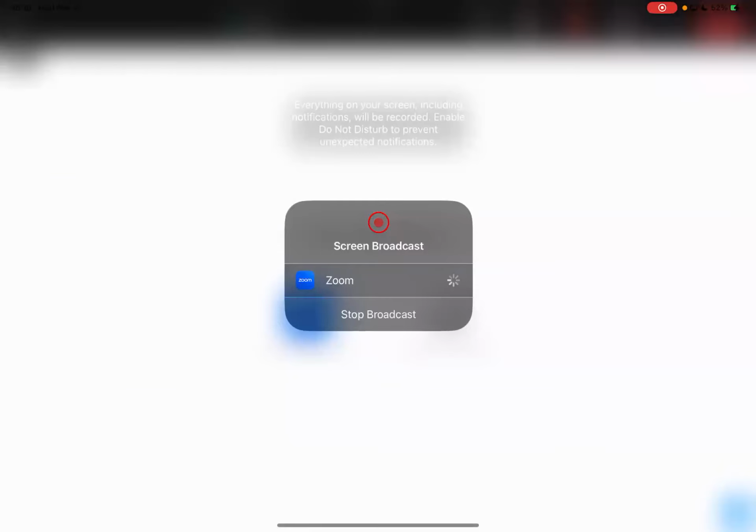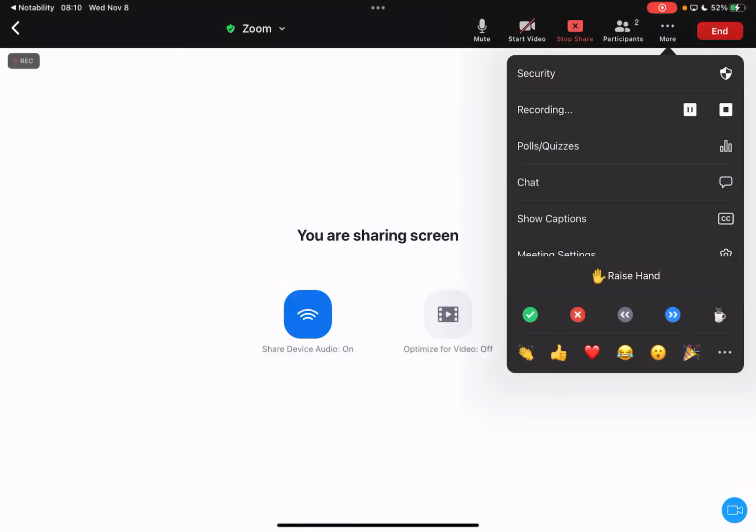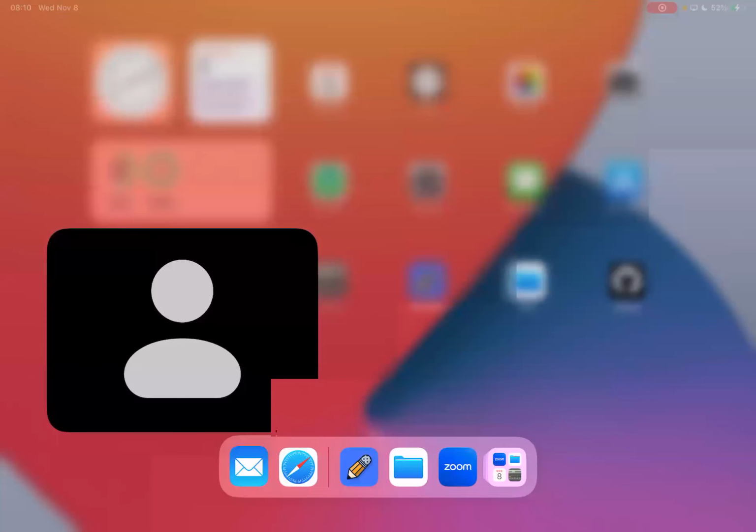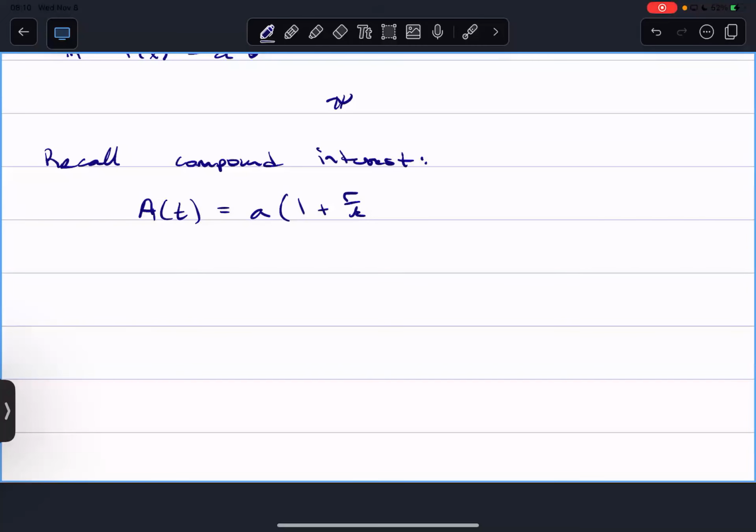Oh my gosh. It doesn't show it, but it stopped the screen broadcasting. So, driving me nuts. Share my screen. At least it's warning me this time. Okay. Seems happy enough.